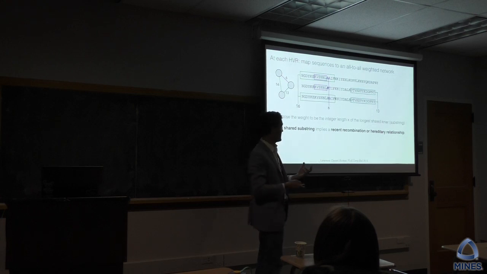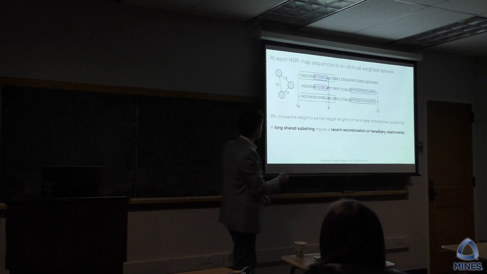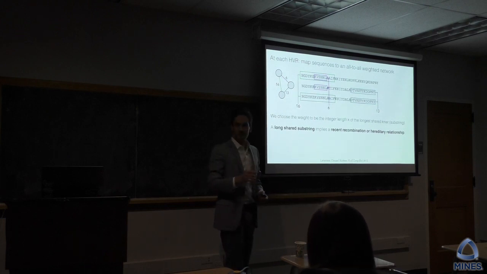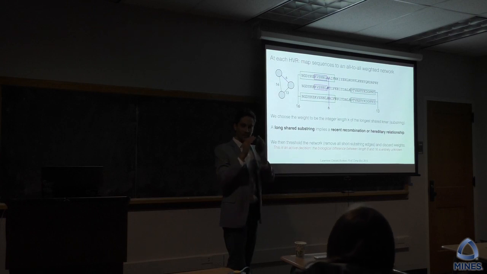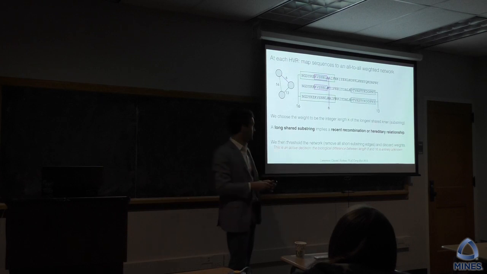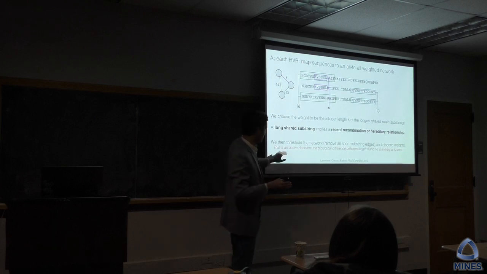They're related somehow. So what we're going to do is build this all-to-all weighted network and then do something that you're not supposed to do, which is we're going to threshold it and say, if the links are below some threshold, then we delete them. If they're above the threshold, then we just keep them and treat our data as binary. We have to do this because we don't know how to interpret the lengths. It's really an active decision.